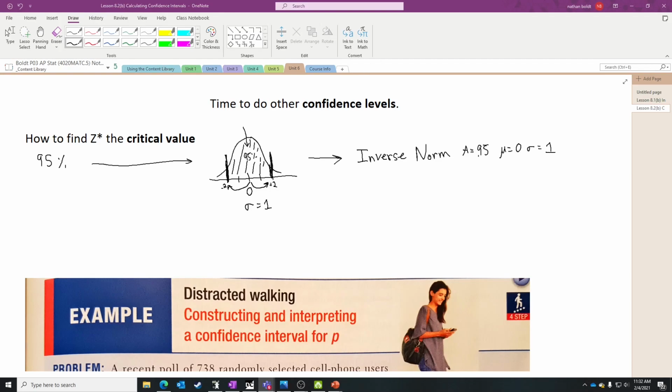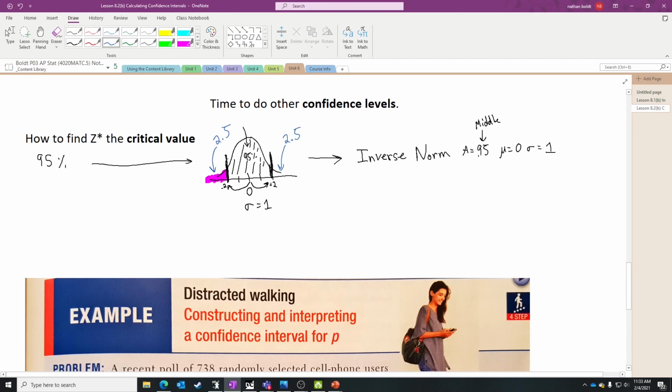Oh wait, not area 95. We want 95 in the middle, right? Shoot. Not everybody's calculator can do a middle, can they? So if your calculator can't do a middle, then you have to think, all right, how much area is to the left, right? I think 84s can't do a middle. So if you want the area to the left, how much area is to the left? So you got to do a little quick math. Well, if 95% in the middle, that's 5% left over. That means there's 2.5 right here, and there is 2.5 right there.